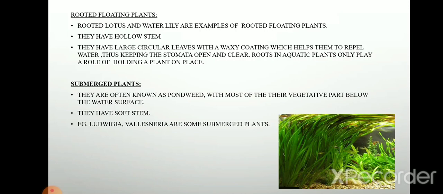Then we have the submerged plants. These are also known as pondweed, and most of the part of this plant, the vegetative part, may it be leaves, roots, flowers, whatever part it has, is submerged inside the water. We cannot see it on the upper portion of the water. Such pondweeds you can even find in aquariums. They are used as ornamentals for the aquarium. They have a soft stem, and the example for the submerged plant is Vallisneria.